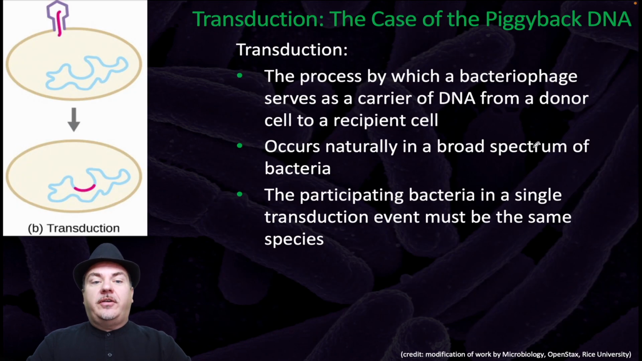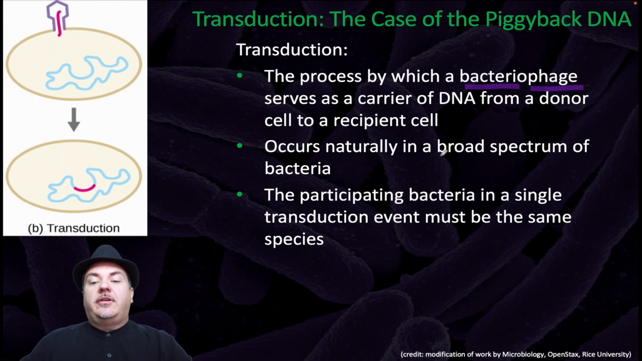Another type of horizontal gene transfer is called transduction. Transduction is a process by which a bacteriophage serves as a carrier of DNA from a donor cell to a recipient cell. All right, first thing to note, bacteriophage. Phage means virus, bacterio means bacteria. So this is a virus that infects bacteria.